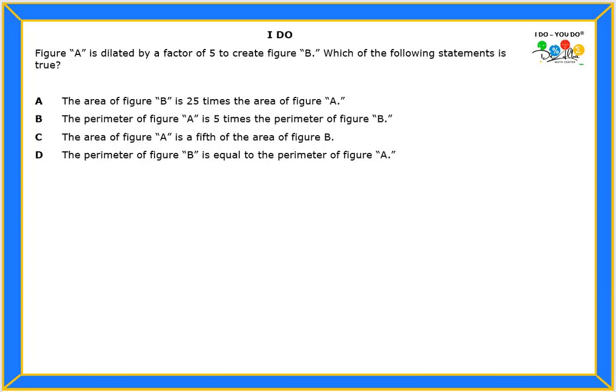And it says, figure A is dilated by a factor of 5 to create figure B. Which of the following statements is true? Okay, so we're looking for a true statement, right? And what do I know? Well, we do know that we have a figure A and figure B. Now, the way that it reads, figure A is my pre-image, and figure B is going to be my image because it says that figure A is dilated. And it's right there. And the scale factor is 5.